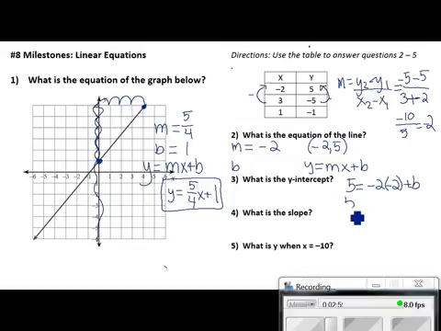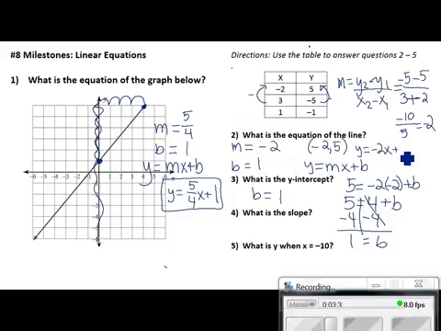Now I'm going to solve the equation. This is actually going to answer question number 3. 5 equals +4 plus b. Solve the one-step equation. So b equals 1. I can fill that in for question 3. It's a little unorganized. So for question 2, I can fill in the entire equation, -2x plus 1.